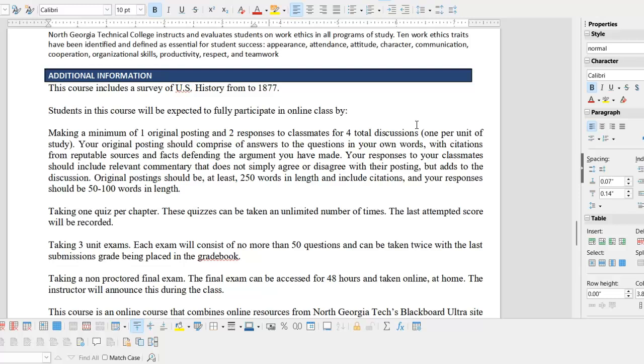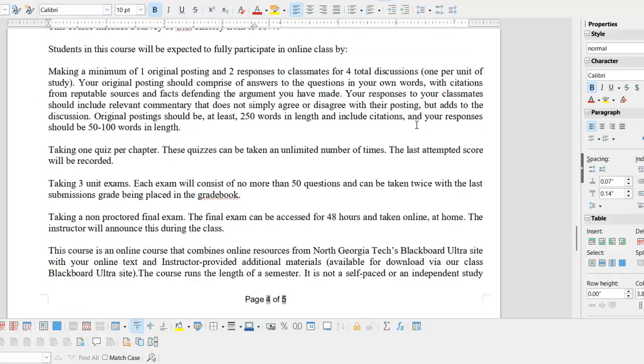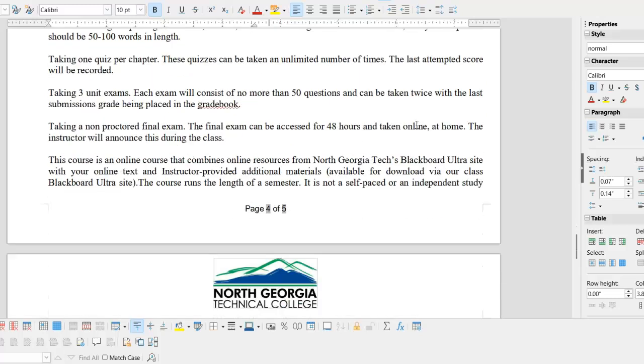You'll have 1 quiz per chapter. You'll be taking 3 unit exams, which will consist of no more than 50 questions and can be taken twice, with the last submission's grade being placed in the grade book itself. Here it is a non-proctored final exam. I'm not sure if I'm going to stay with that, but probably.